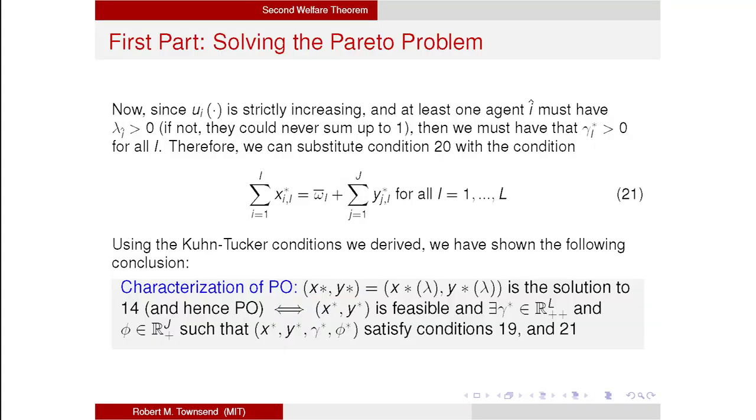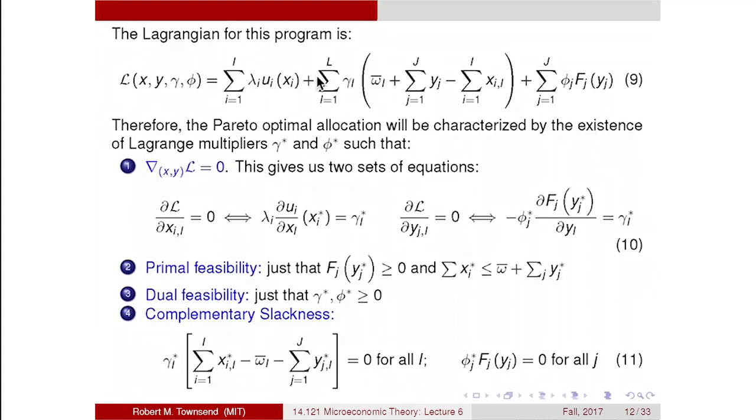And in particular, these utility functions are strictly increasing. And I said earlier, everybody has a positive lambda. It's enough that at least one person has a positive lambda, then we're going to have the gammas being positive. Why? Because here's a marginal utility, which is positive, and a lambda, which is positive. So if the left-hand side is positive, the right-hand side is positive. So that's where the positive gammas are coming from.